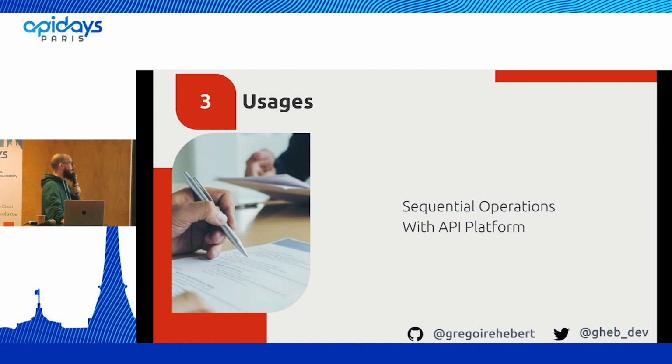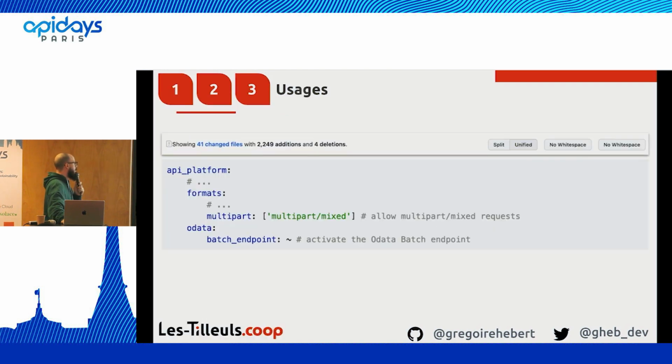API Platform. If you want to use it, who uses API Platform here? No one yet? Okay. Shortly, I'm sure. When we activate API Platform, we can say, okay, now I support the multipart format. I want to be able to receive this multipart mixed content type. Otherwise, if I don't do this, I am just thrown away by a 406 error. Then, 406? Yes, 406. Then I have this OData activation with this batch endpoint.